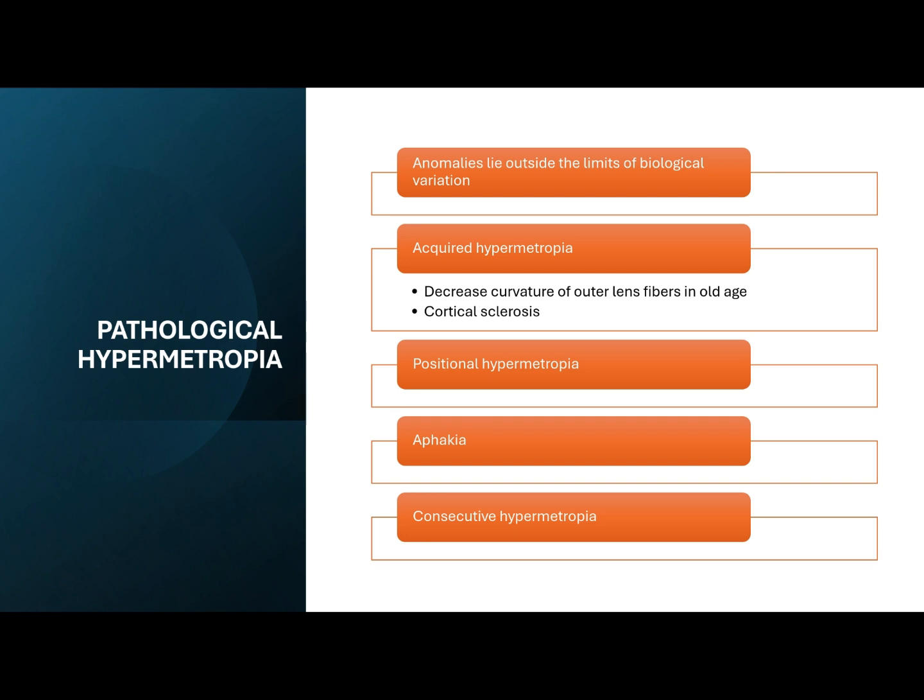Pathological hypermetropia happens where the changes that cause hypermetropia don't fall within the limits of biological variation. So it can be acquired because of decreased curvature of the outer lens fibers, like in old age, cortical sclerosis because of lenticular changes, positional hypermetropia because of trauma, aphakia, and consecutive hypermetropia because of overcorrection of myopia. Okay.